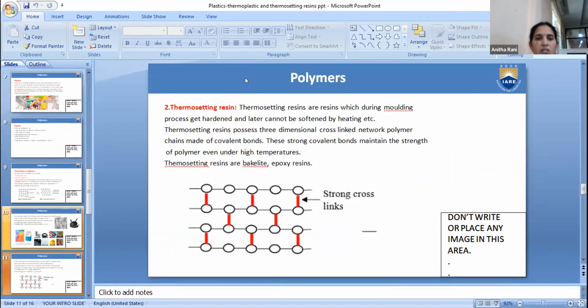Now, thermosetting resins, the other type of resin. Thermosetting resins are resins which get hardened during the molding process itself, when we are making an article, and later cannot be softened by heating.